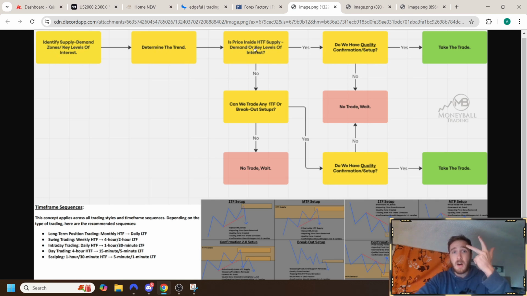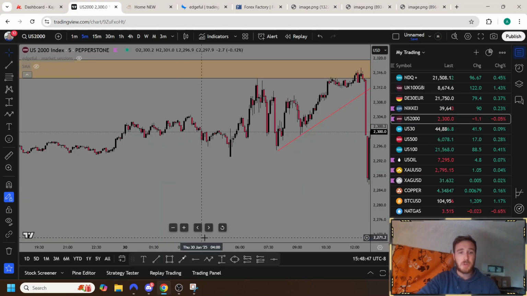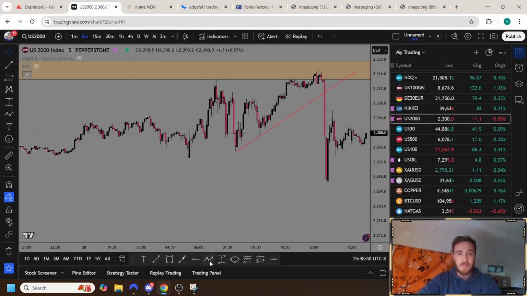So if we go over here, the first thing we do is identify zones and determine the trend. Are we inside a higher time frame zone? Yes, we are. Do we have confirmation? Yes, we do. Okay, take the trade. All right, now we push sell, right? We don't just push sell, we wait for prices to return back up into it, and then we get short. That is the multiple time frame setup.